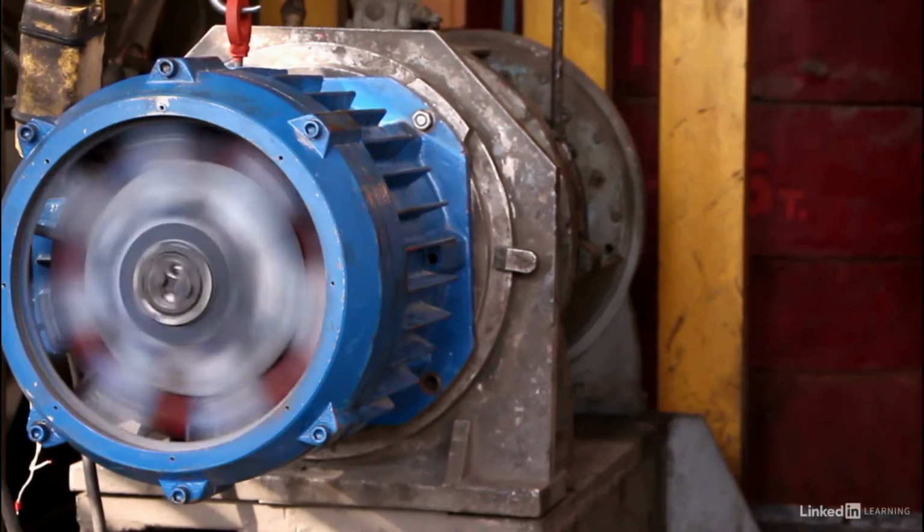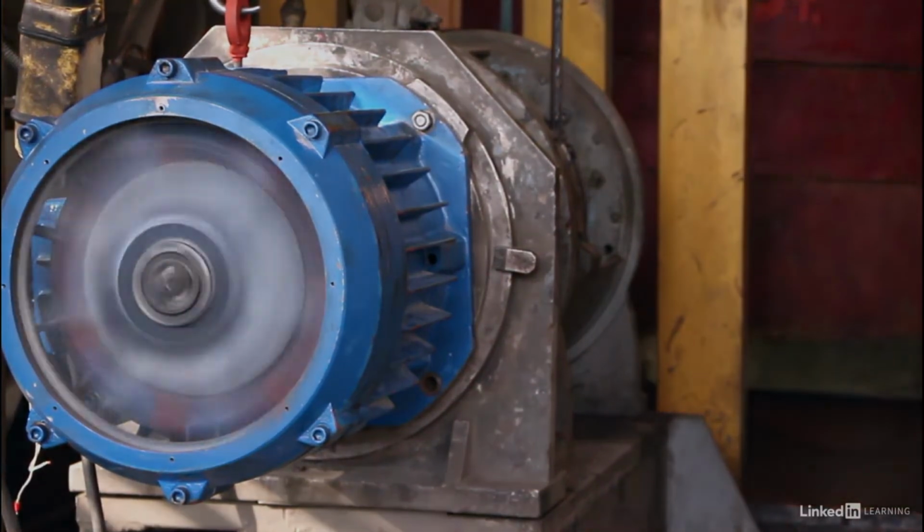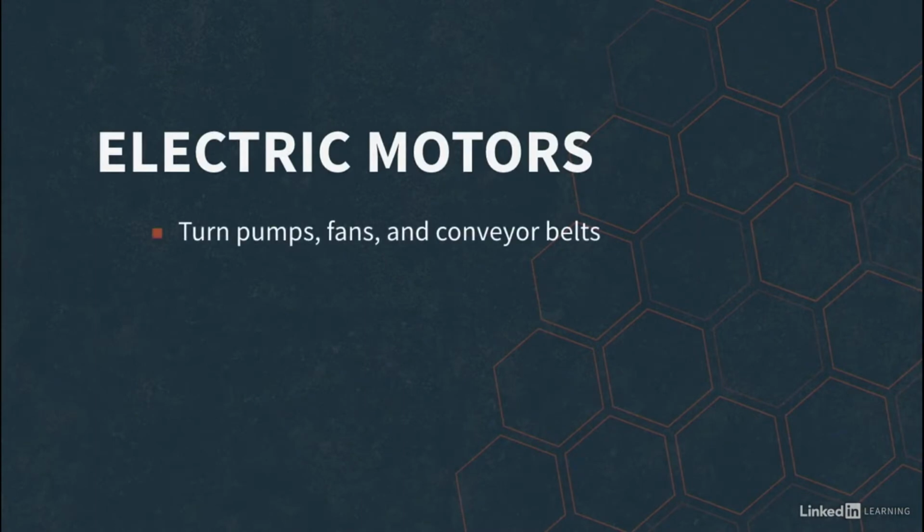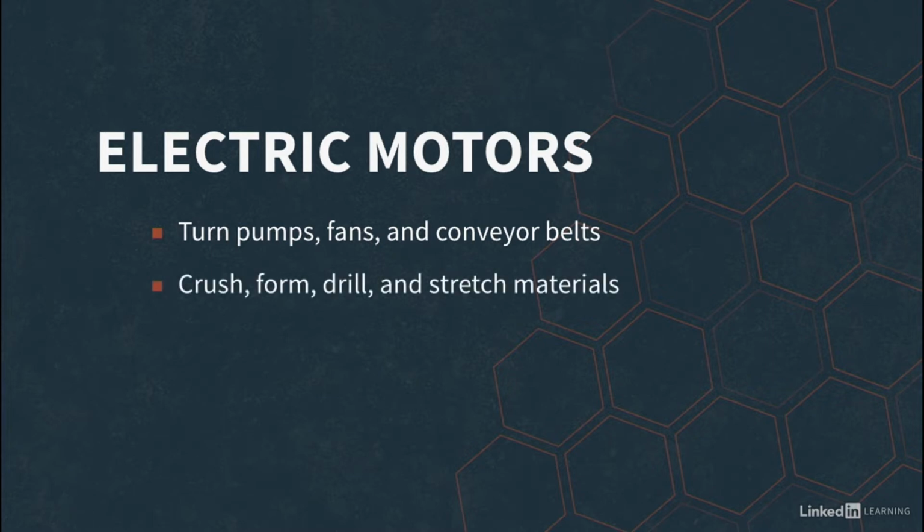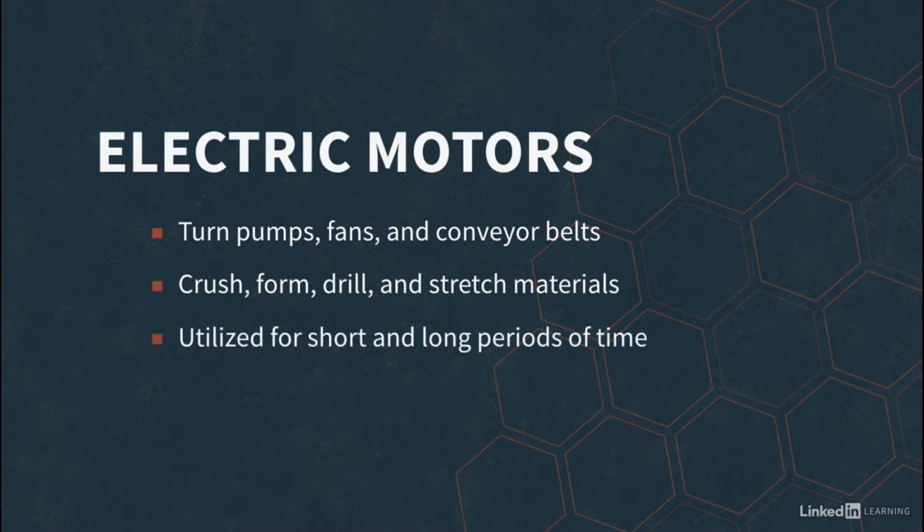Motors are a very important piece of electrical utilization equipment. They are used to turn equipment such as pumps, fans, and moving systems like conveyors. Motors are also used in factories to crush, form, drill, and stretch materials in production. Motors are turned on and run for short periods of time or very long periods of time.